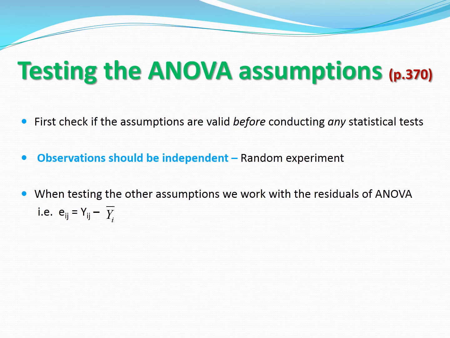So that means that we conduct a random experiment. So it means that if we select our items or people from our population for our sample, we will do that randomly, and we will randomly assign the items or people to the different groups. And then for the other 2 assumptions, for normality and homogeneity of variances, we use the residual plots on the output to check them.